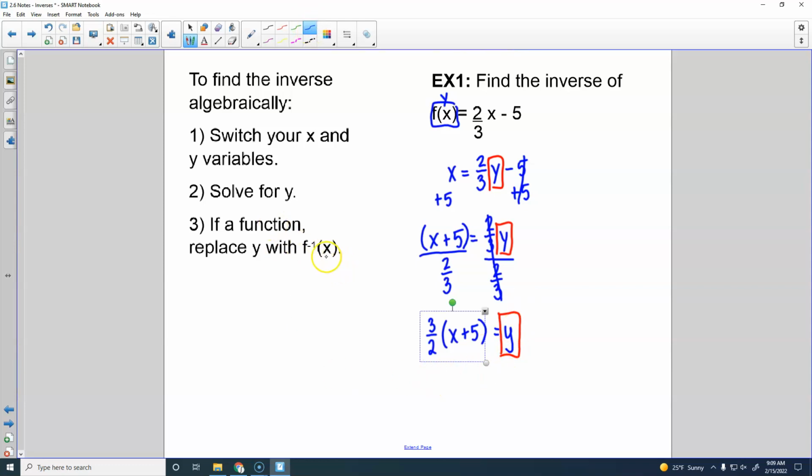And the last thing you're going to do is change the y back to an f inverse. So f inverse of x would either equal 3/2 parentheses x plus 5, or if you see that distributed there, you would get 3/2 x plus 15/2.